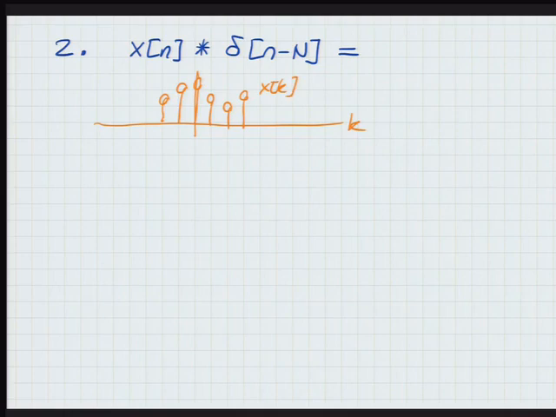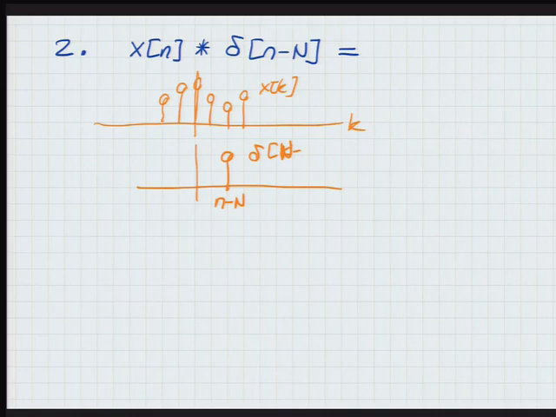I have to flip it and then drag it, right? What happens when I flip an impulse that's centered at capital N? It moves to negative capital N, right? And then I drag it by little n, so it moves from negative N to little n minus N, right? So, all clear here? So this is delta of k minus, wait, delta of n.